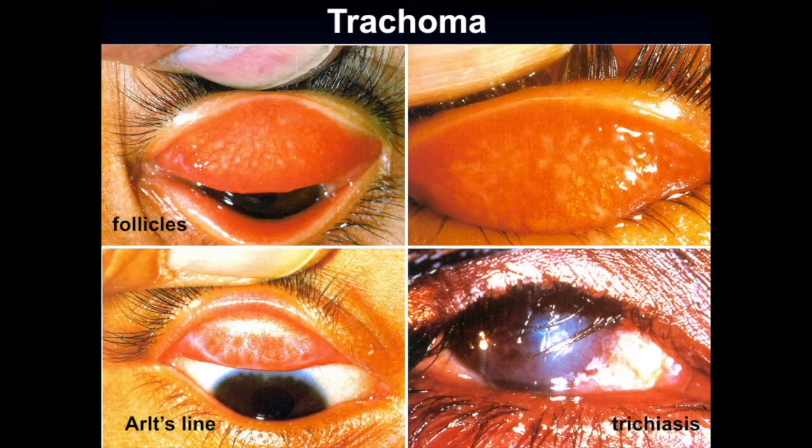Follicles, of course, occur in trachoma. We do not see trachoma in our laboratory. This is from the WHO website a few years ago. You can see the classic Arlt's line of conjunctival scarring. Of course, blindness results from trichiasis and loss of tear production and mucin in the late stages of the condition.